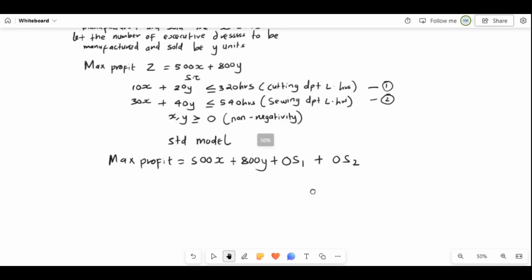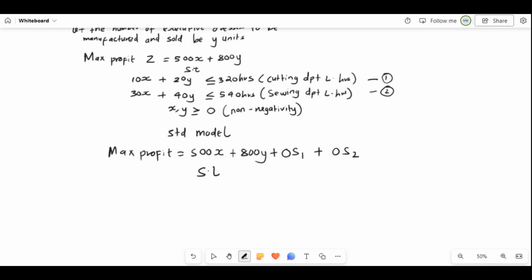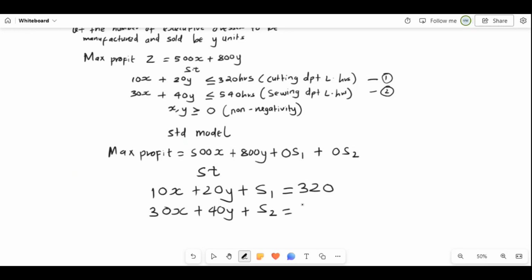Now that I've introduced it in the objective function, I'll say subject to the first constraint I'll have is 10x plus 20y. But because this is the first constraint, I'll assign it the slack variable s1, and I change the inequality to equality and say is equal to 320. And the next one I'll say is 30x plus 40y plus s2 equals to 540.